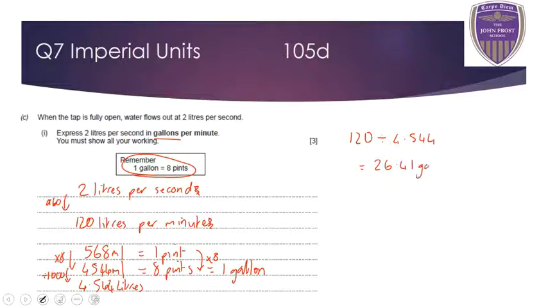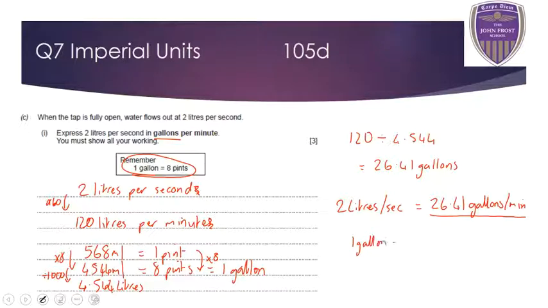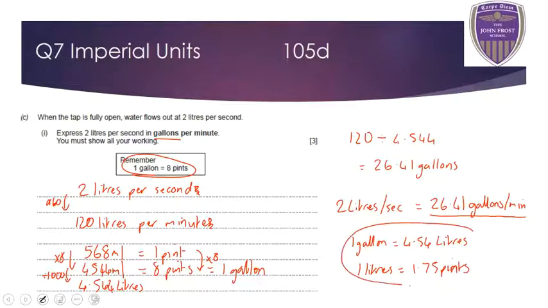26.41 gallons. So, in this case then, 2 litres per second, I'll write it like this, is the equivalent of 26.41 gallons per minute. And that's what I'm looking for there. An alternative way of doing this question really would be to know the conversions that 1 gallon is roughly equal to 4.54 litres, or even that 1 litre is roughly equal to 1.75 pints. So that's an alternative way of doing this question.